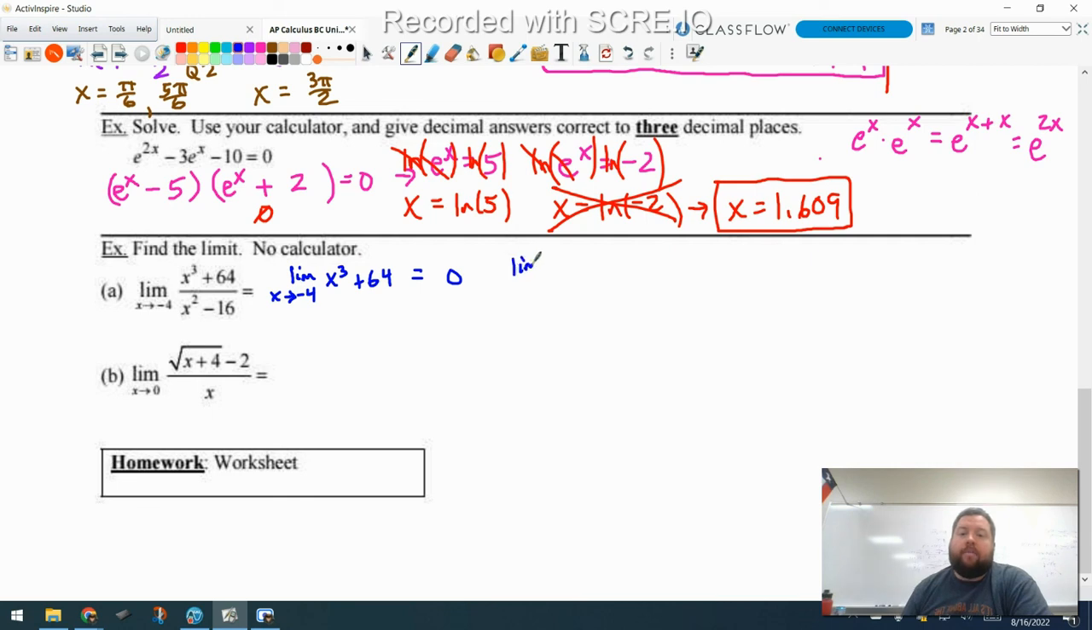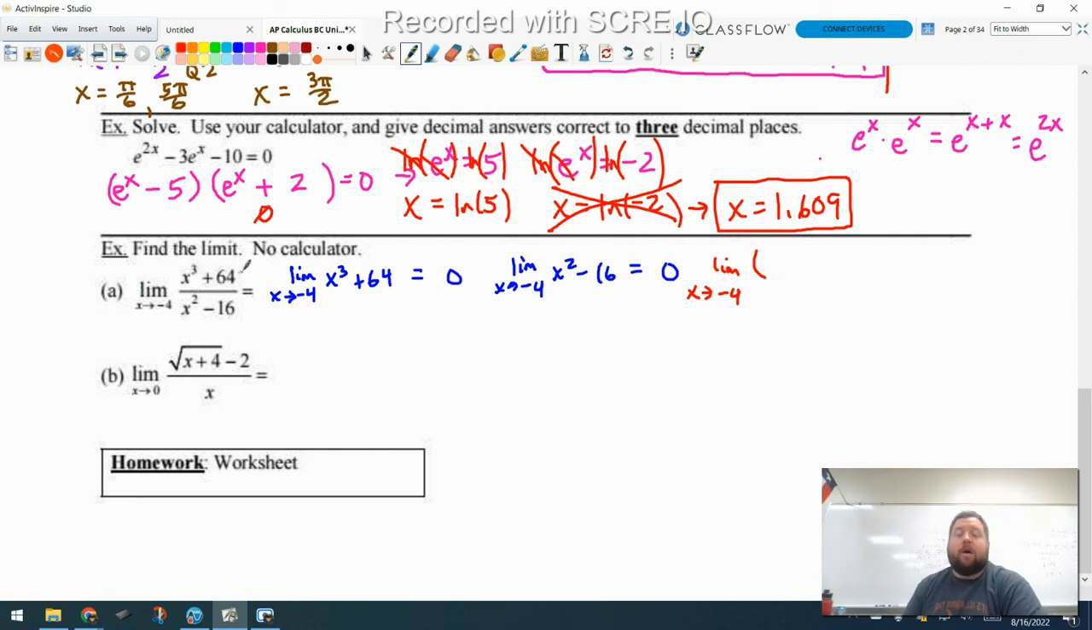All right, and then the limit as x approaches -4 of x squared minus 16. -4 squared is 16, minus 16 is 0. So this is 0 over 0. So that means we have more work to do. All right, the more work to do on this one is factoring. So the limit as x approaches -4.